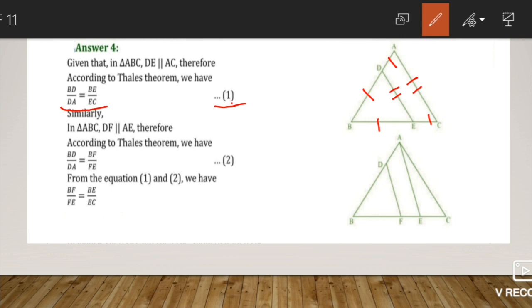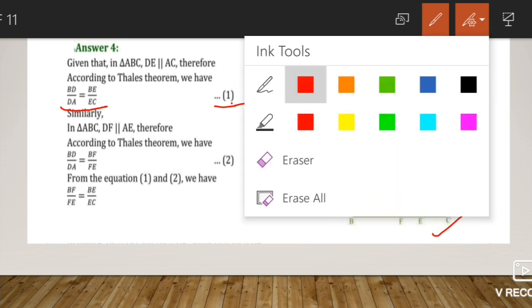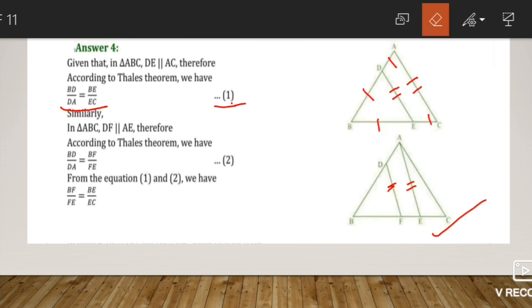This one is equation number 1. Now if you look at this figure, here given that DF is parallel to AE. Okay, this DF is parallel to AE. I am not considering this DE line. Okay, DE line is there, but I am ignoring that one. Suppose DE line is not there. I am considering for the second figure that DE is not here.